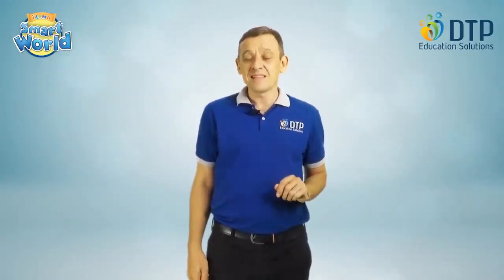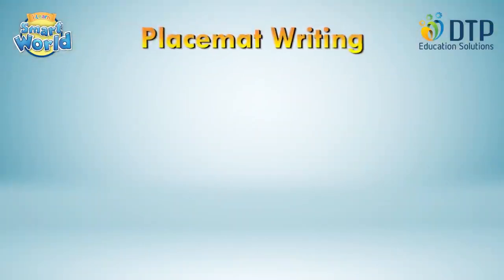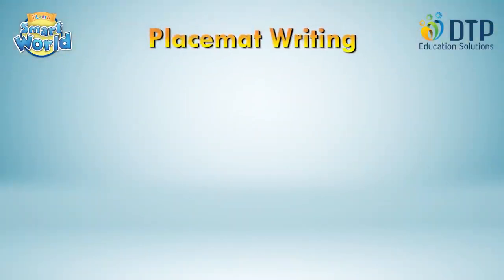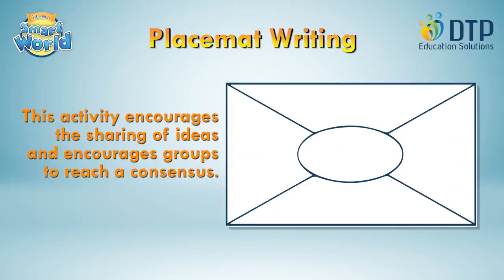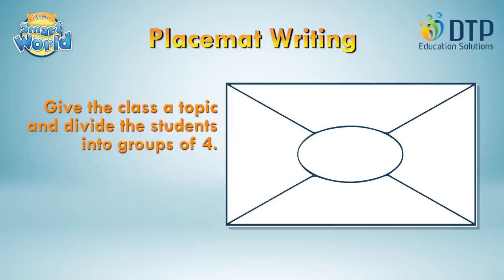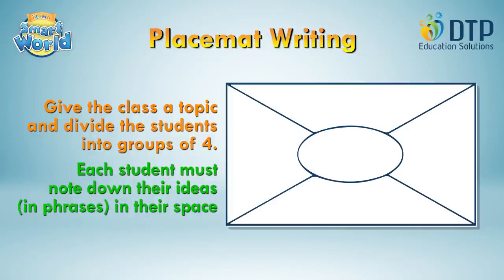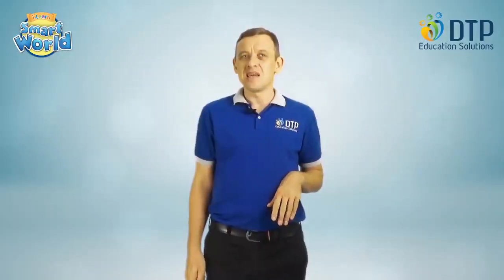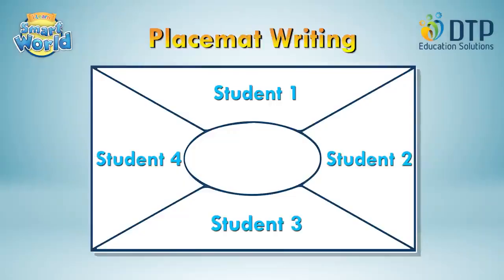Okay, the next activity is called placemat writing. And this activity encourages the sharing of ideas and gets groups to reach an agreement on what to write. Give the class a topic and divide the students into groups of 4. 3 is also okay. Now each student must note down their ideas in phrases in their space. So you can see here student 1, student 2, student 3, student 4, and the middle is for the group.